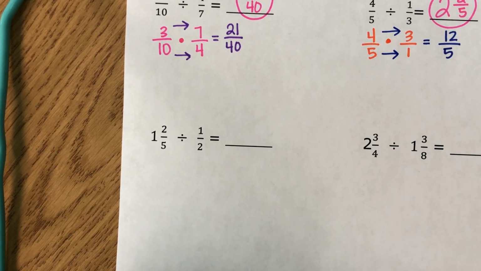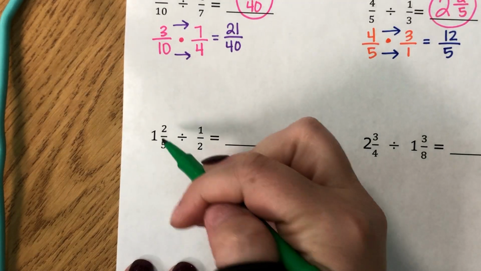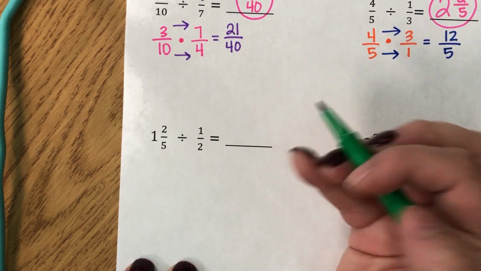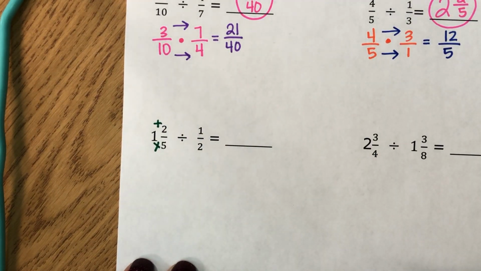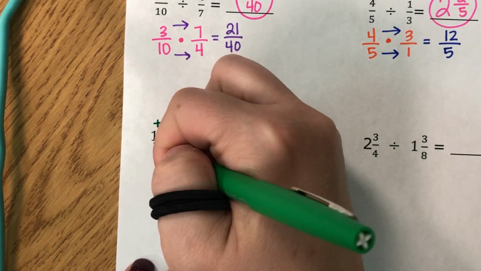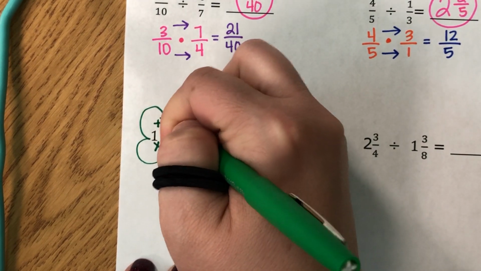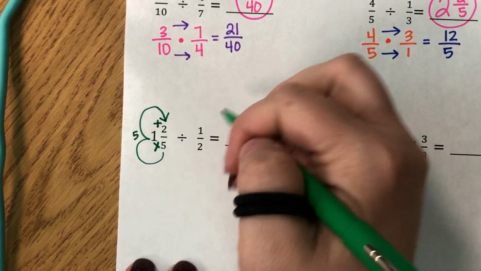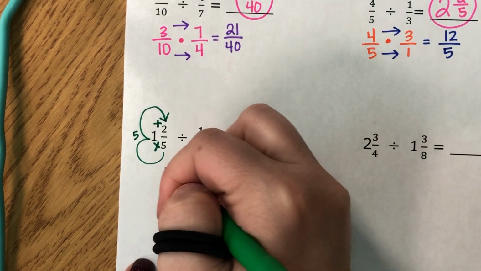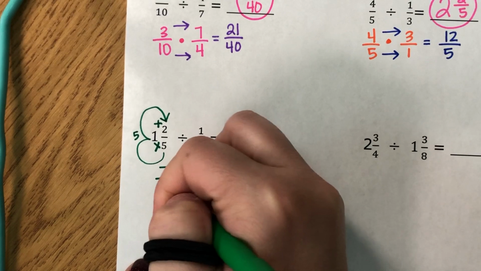Okay, so when we are multiplying and dividing fractions, we can't work with mixed numbers. So we have to turn them into improper fractions. So I'm going to Texas popcorn, TX. I start at the bottom and I work my way up. So that's going to be 5 times 1 is 5, and 5 plus 2 is 7. So this fraction is 7 over 5.